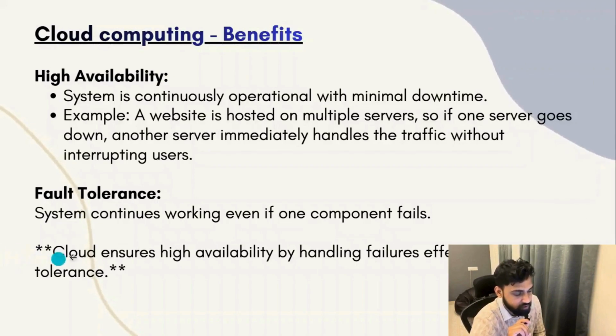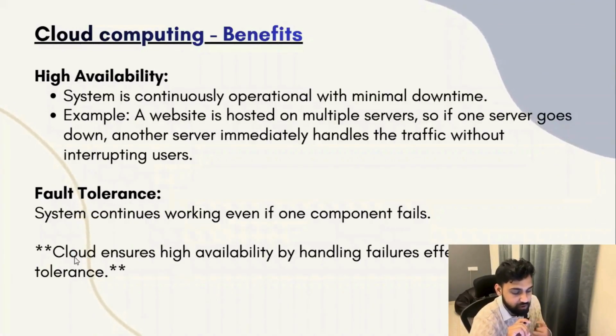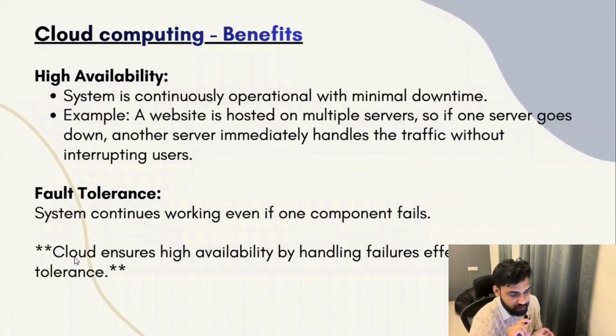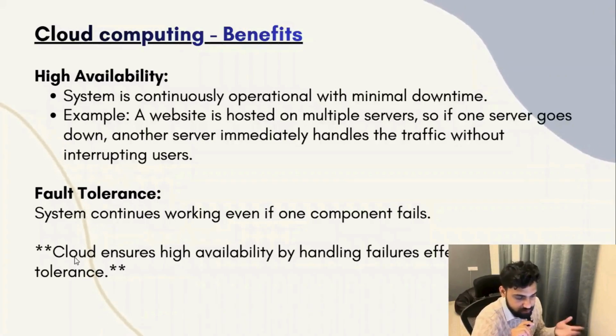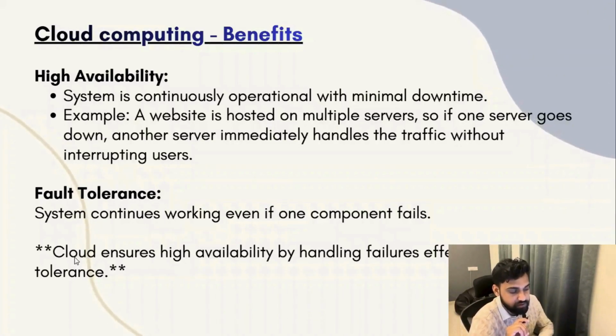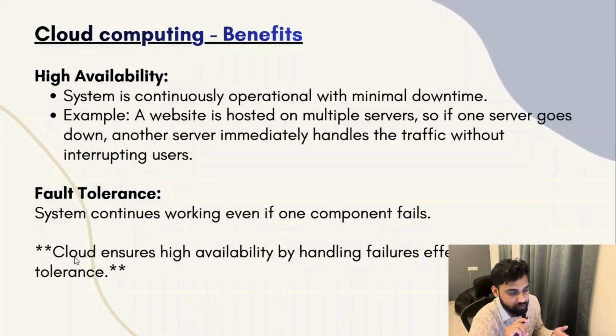For example, the cloud ensures high availability by handling failures effectively with fault tolerance. In simple English, you can understand fault tolerance like this: the servers and physical things that are already hosted on the cloud have fault tolerance properties. They will tolerate any kind of fault. If one server goes down, or maybe some physical damage happens in the cloud, they will shift that workload to the other servers.